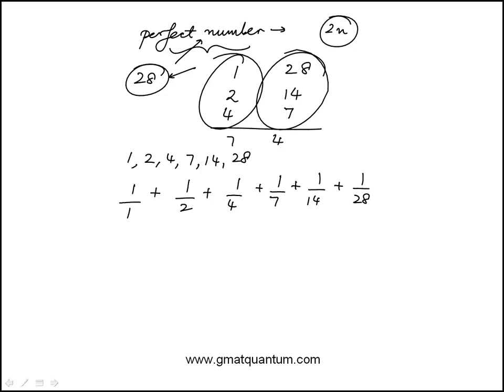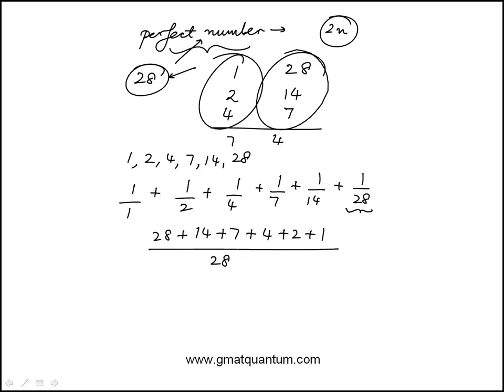So here, I'm just going to make 28 the common denominator. And so this becomes 28 plus 14 plus 7 plus 4 plus 2 plus 1.